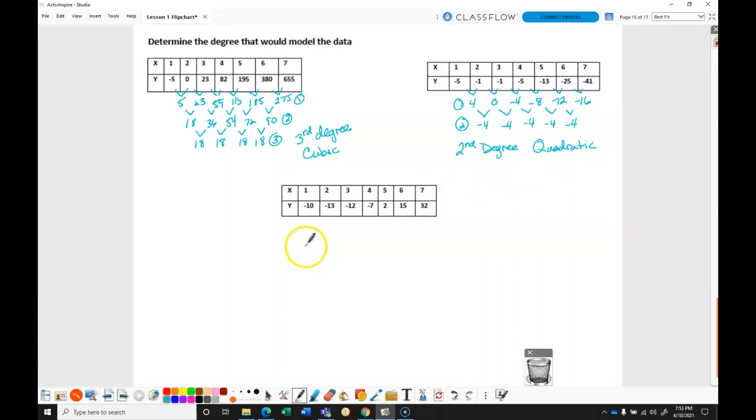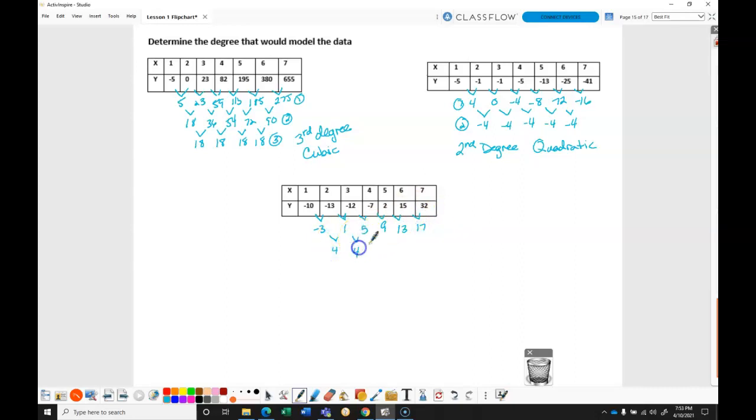So let's do this last one down here. We're going to do -13 again. Watch your negative signs. This gets me -3. -12, that gets me a +1. That gets me a +5. That gets me a +9. And a +13. And a +17. When I do this subtraction, I get 4.